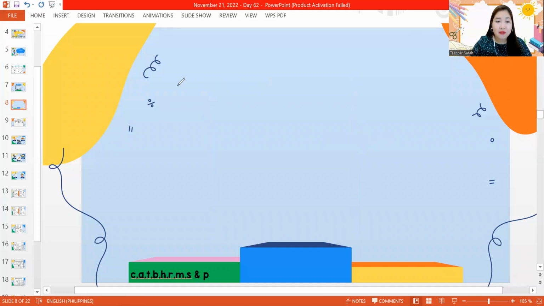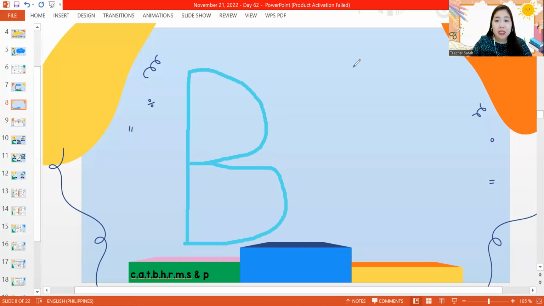Next letter that we have to write is the letter B. So let's start at the top, make a straight line down, go back to the top, a curve to the middle, and a curve to the bottom. Now let's make lowercase letter B, straight line down, go back up to the middle, and we make a curve. We have capital and lowercase letter B. The sound of B is B, B.